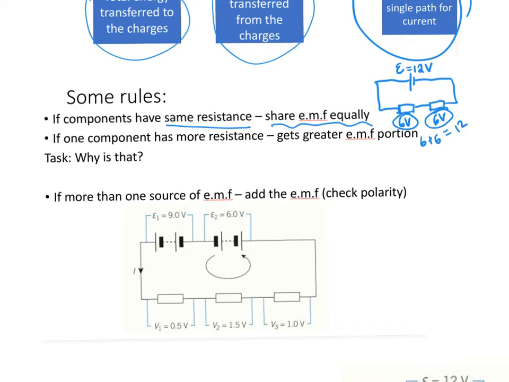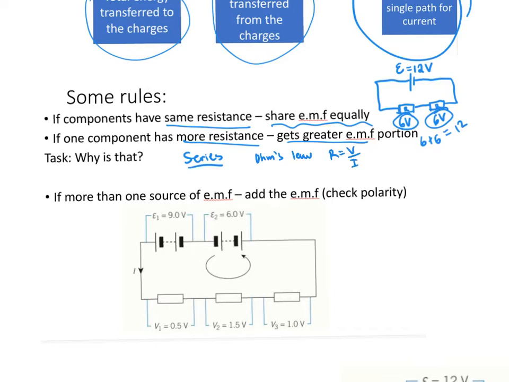Now, that is only if the resistances of each resistor were equal. If one component has more resistance, it will get a greater portion of the EMF, so it will have a bigger potential difference across it. Why is that? Well, in a series circuit, you have the same current going through each component. So if I use Ohm's law in this case, R is equal to V over I.